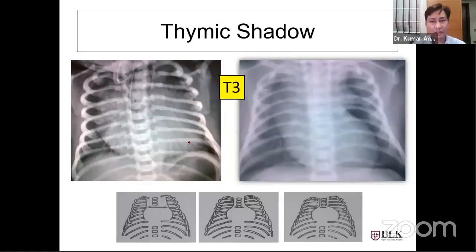In neonates, thymic shadows are not uncommon. So to say that it is a thymus, you have to look for the T3 thoracic vertebra and the size of the T3 vertebra. If the size of the thymus is double the size of the T3 vertebra, you can say that the thymus is enlarged. There are many signs: the notch sign, the curve sign, the sail sign can be present.